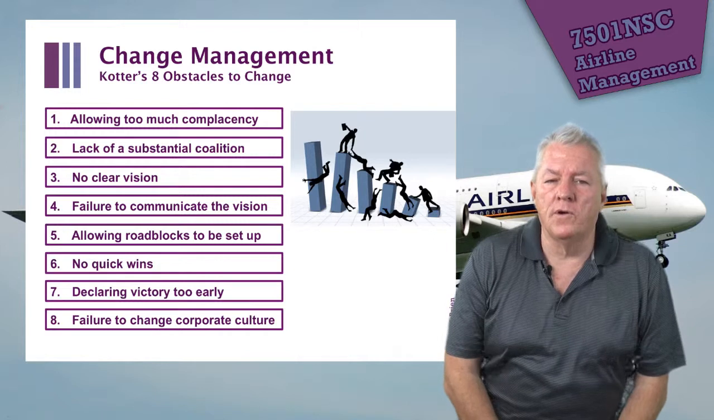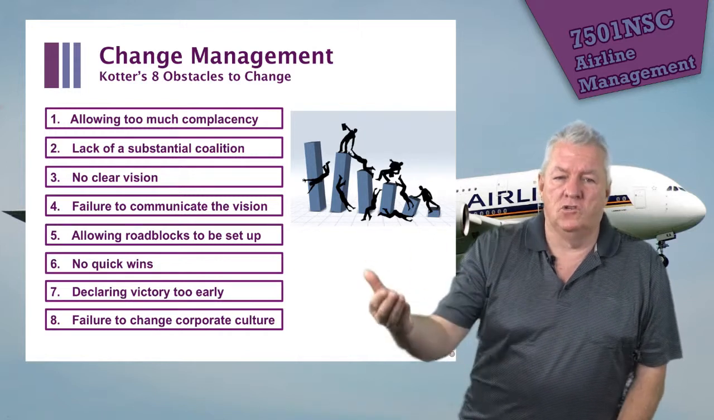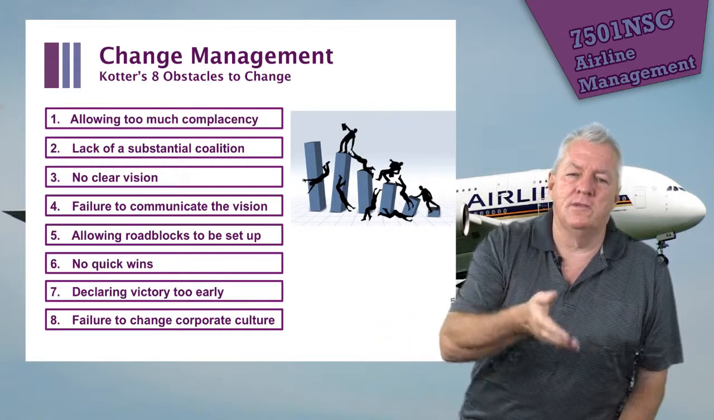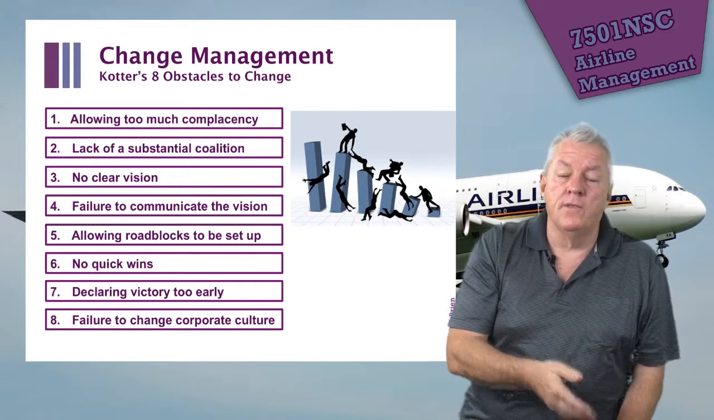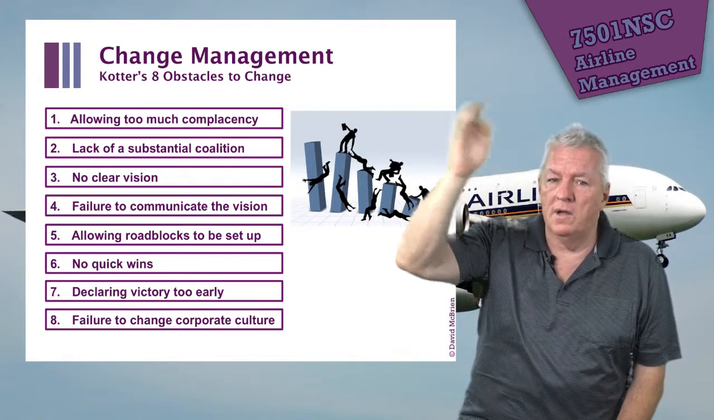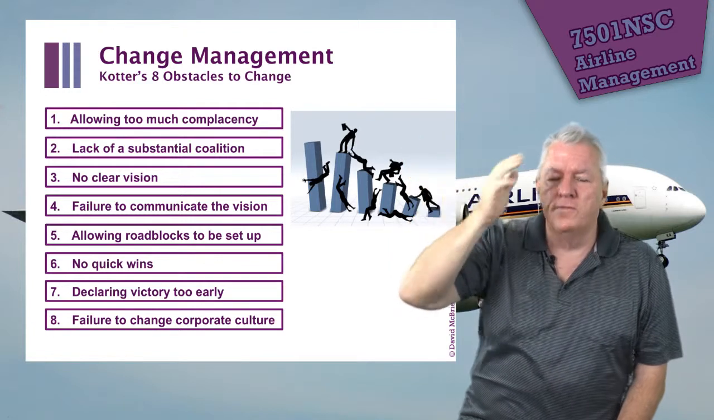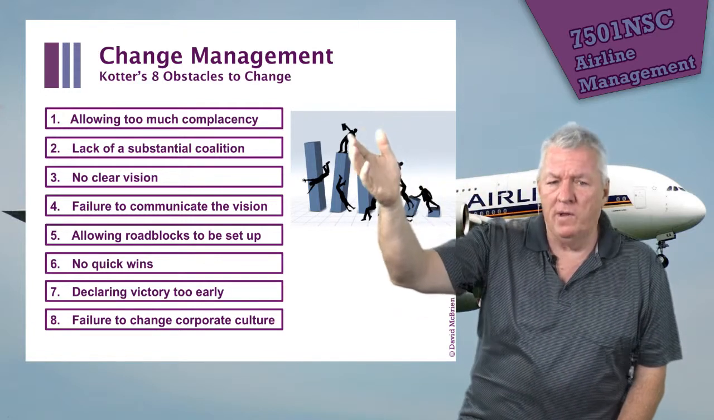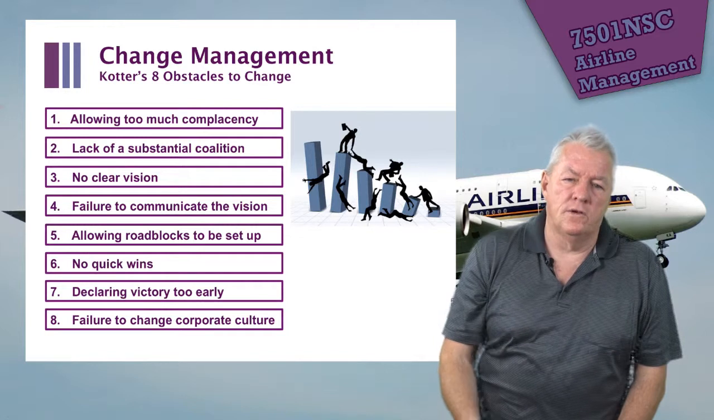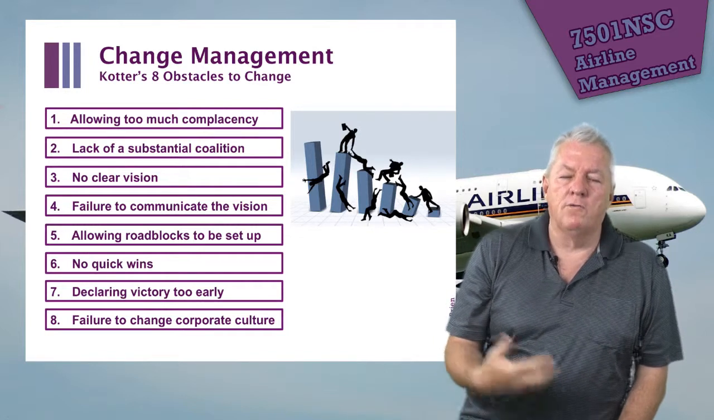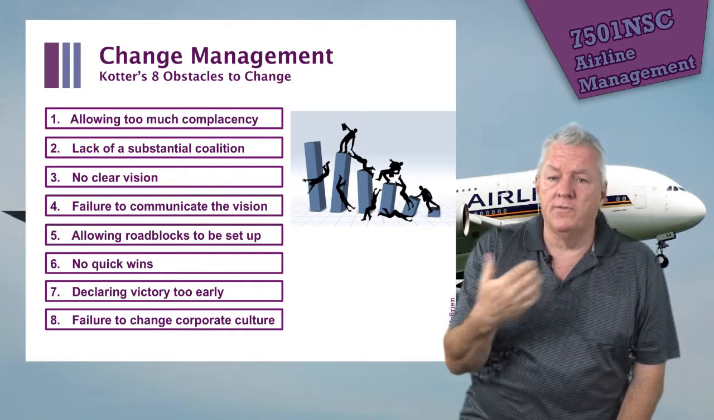I've seen this occur in organisations where the CEO wants change, but he can't communicate that change to the lower level. There's no clear vision. What will the future look like? Well, who knows? So if you don't know what the end state will be, how do we get there? Failure to communicate the vision, allowing roadblocks to be set up, and often the vested interest in the organisation.